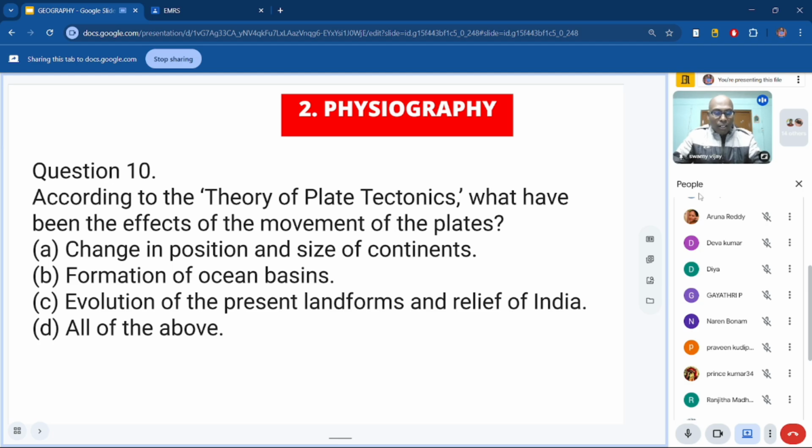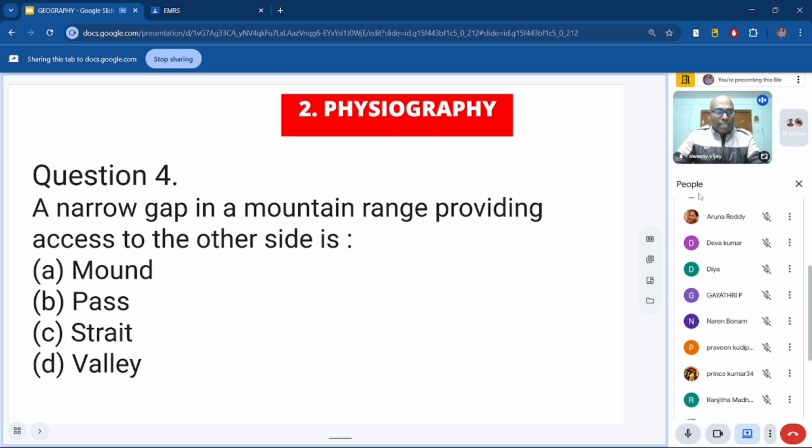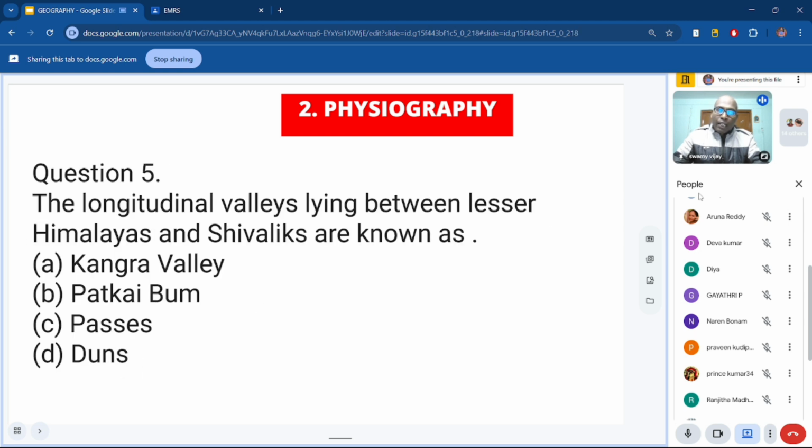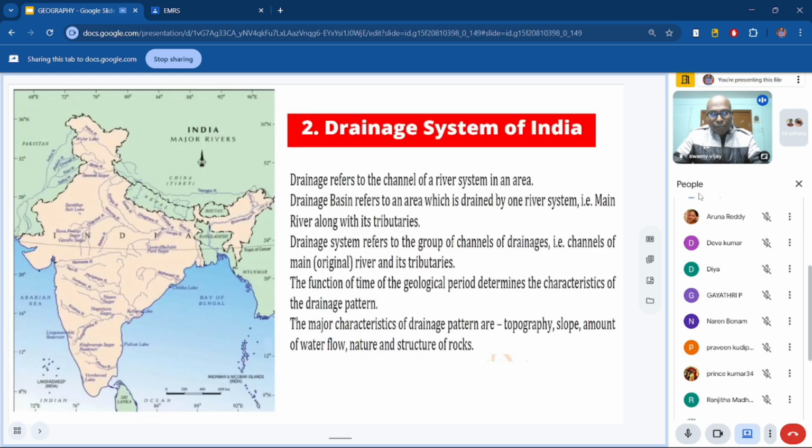So only two topics we could complete today. First one is India size and location, and then India physiography, and 5 more chapters are there in Indian geography. Drainage system is there, then 4 more topics are there. We will start tomorrow and we'll try to complete these topics tomorrow.